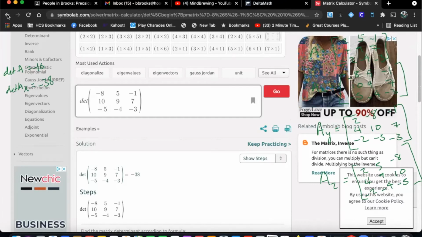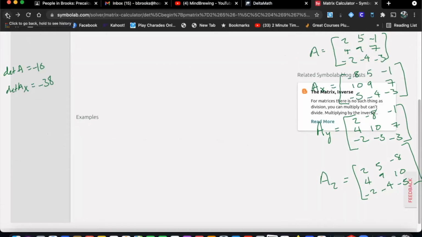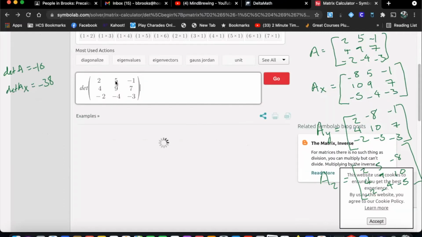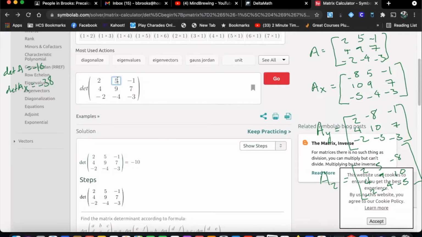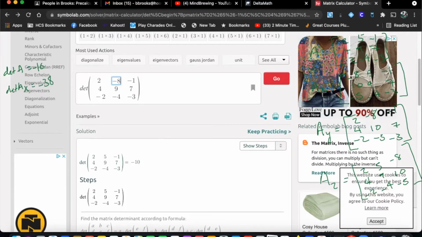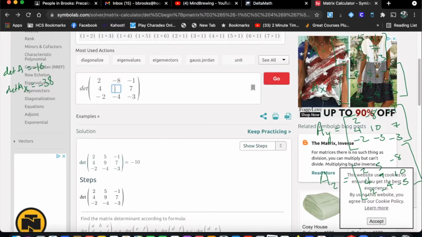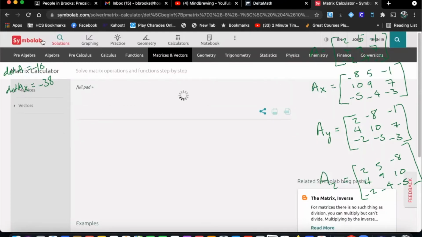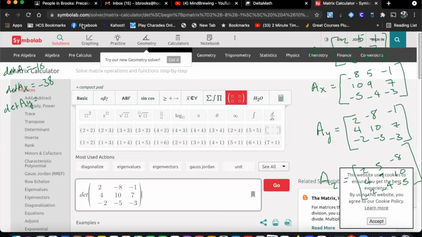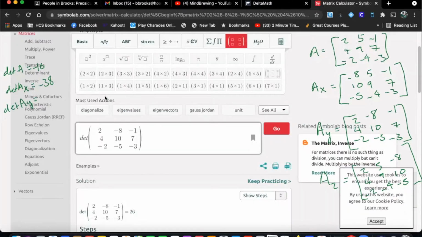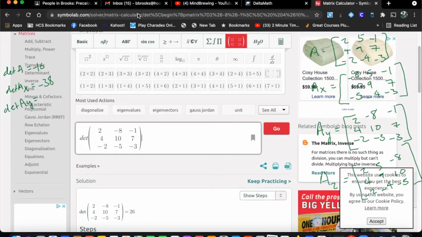Then we're going to go back to the original and change the target on that. So we're trying to find the determinant of Y: -8, 10, -5. The determinant in terms of Y is 26.